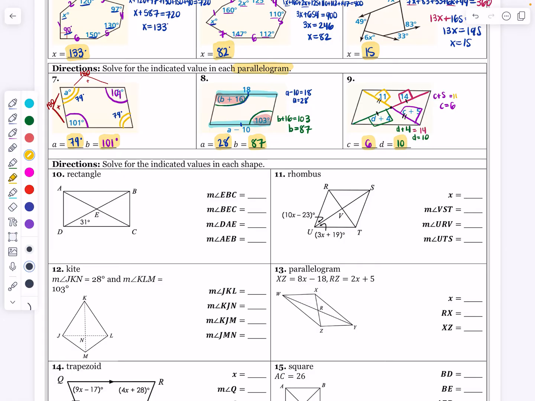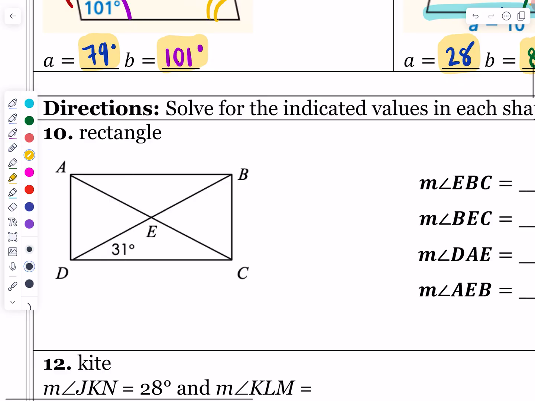So what's important on these problems is that it does tell you what kind of shape each one of these is from the start. So this is a rectangle. So immediately when I see the word rectangle, we know by definition, just basic definition, a rectangle contains 4 right angles. So I'm going to go ahead and throw those in there from the very beginning.